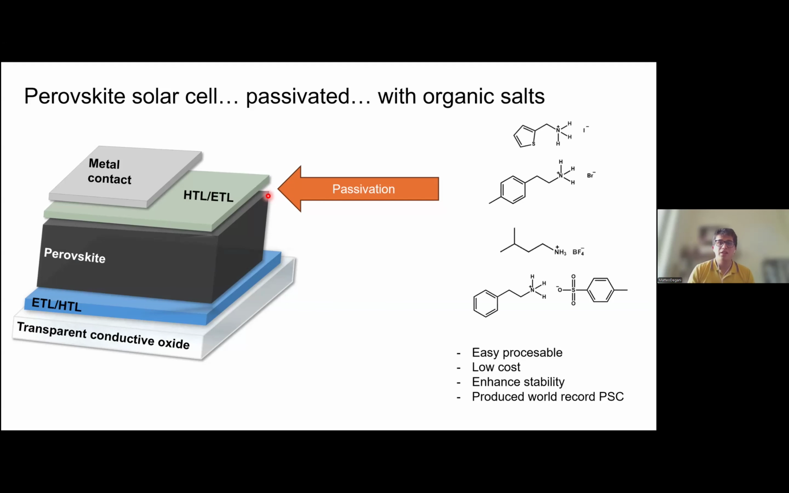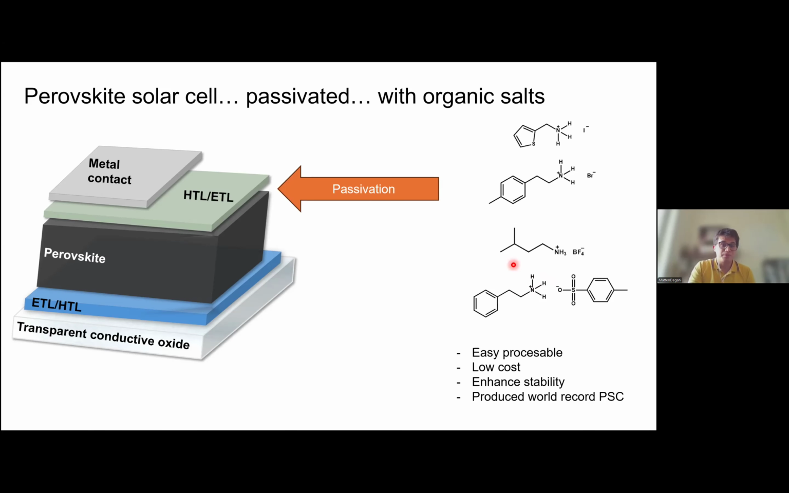But the best candidates for the passivation, the most reported, are these organic salts, that are also precursors of a low-dimensional perovskite that I'm going to present later on. They are soluble in gentle solvents, so they are easily processable, and we can deposit them just by spin coating. They have a low cost, which is also a good point. And they give an enhancement in efficiency and world records in perovskite solar cells in recent publications.